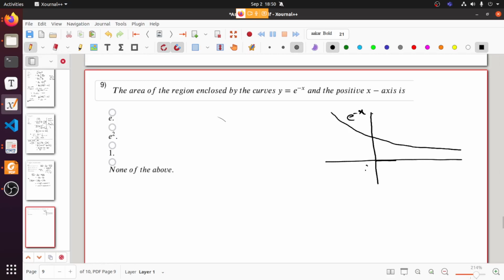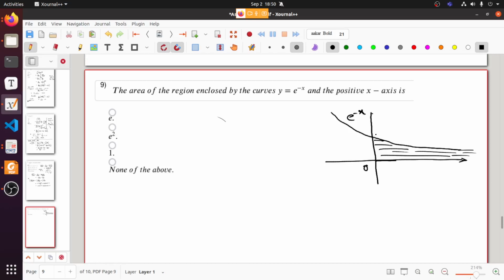This one, from right to infinity, this side. So you have to find the region enclosed by this curve y equals e to the power minus x and positive x. This region you have to find. So you have to basically find the area under the curve.